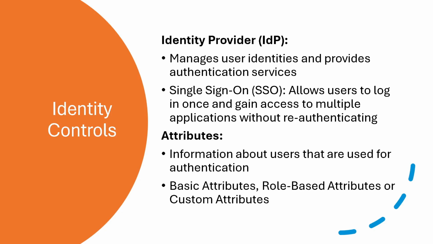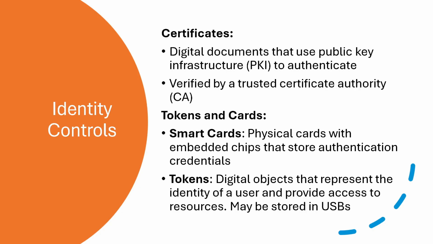Attributes of identity control. Attributes are information about a user and hence can be used for authentication. These attributes can be basic attributes, role-based attributes, or custom attributes. Certificates. Certificates are digital documents that use public key infrastructure or PKI to authenticate.